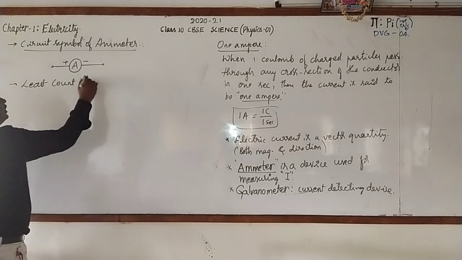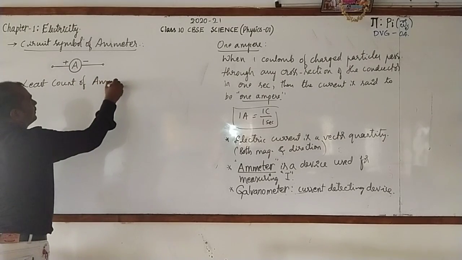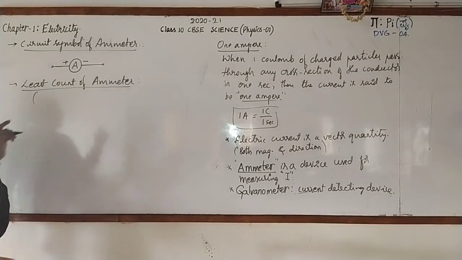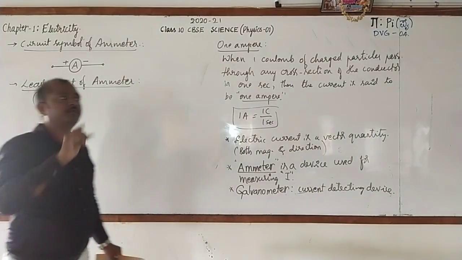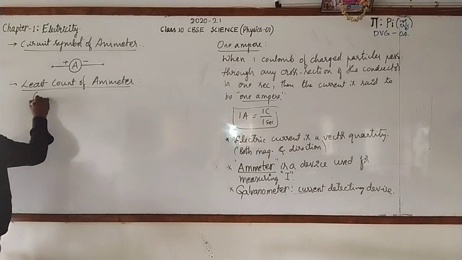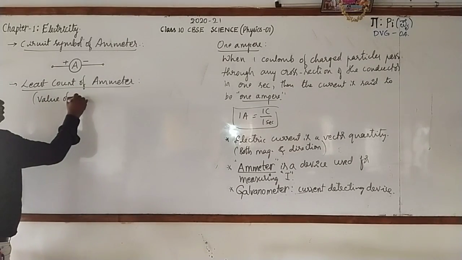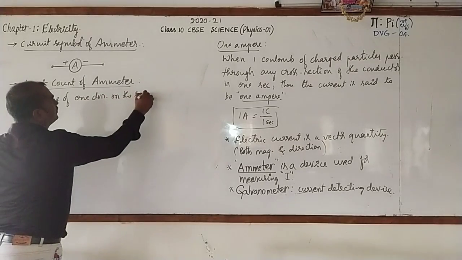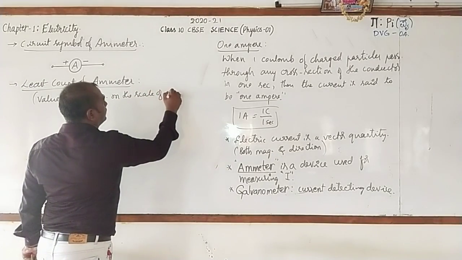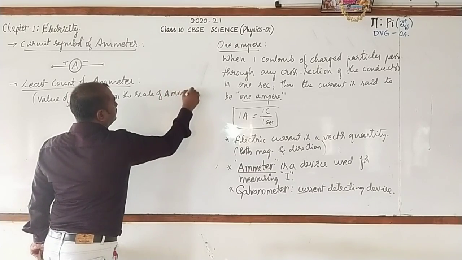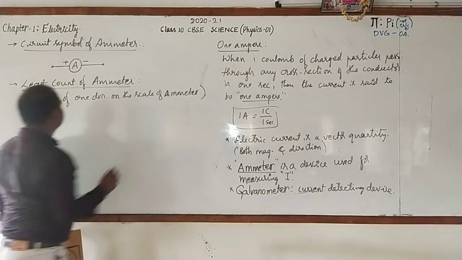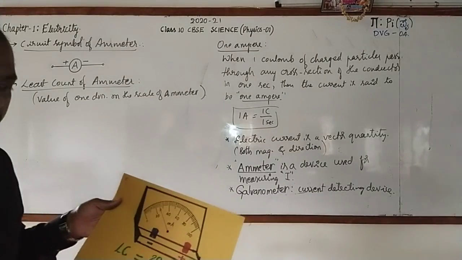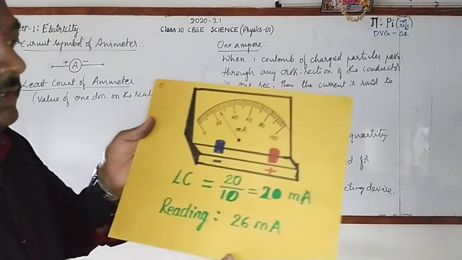Least count of an ammeter. It is very simple: the value of one division on the scale of the ammeter is called its least count. Then we can go for finding the least count of this ammeter.